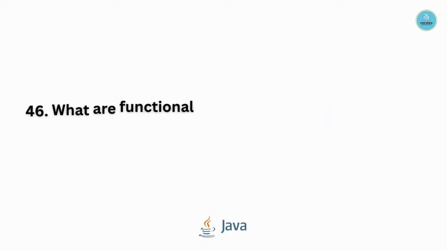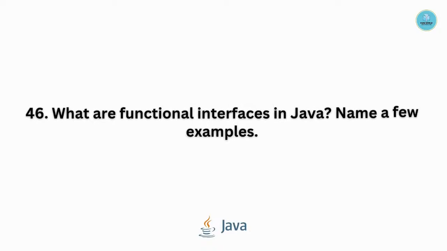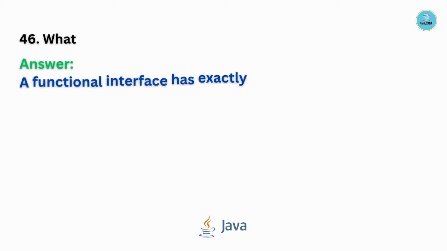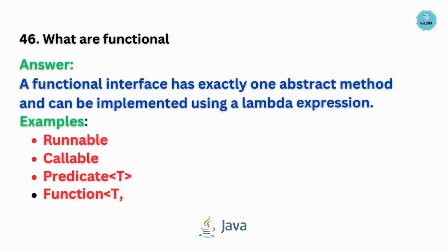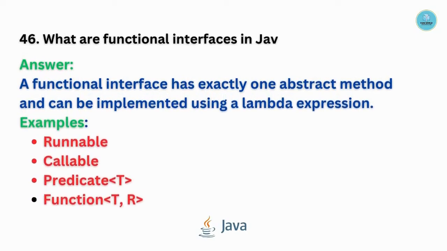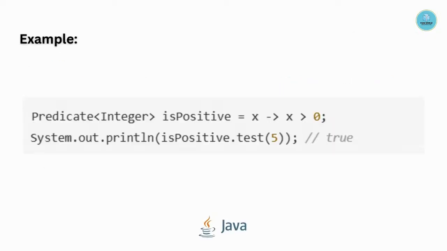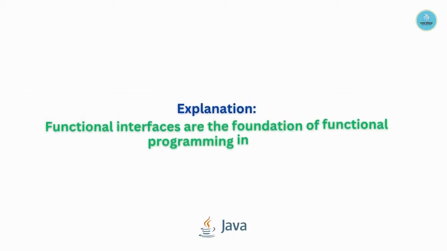Question number 46. What are functional interfaces in Java? Name a few examples. A functional interface has exactly one abstract method and can be implemented using lambda expression. For example, Runnable, Callable, Predicate, Function. Example is as follows. Functional interfaces are the foundation of functional programming in Java.